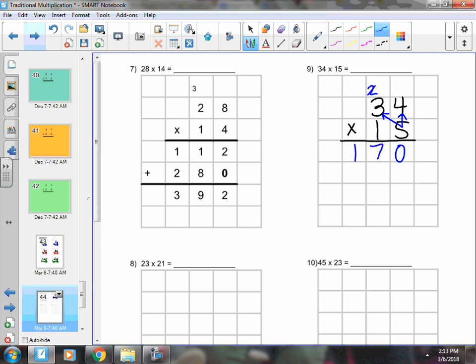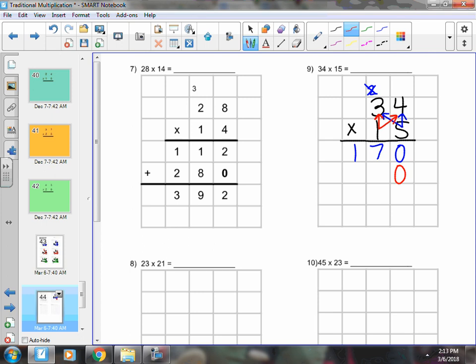Now I've used that 2, so I'm going to cross it off so I don't get confused as I do the next step. Now we're going to multiply the 1 times everything on the top. But remember, it's not really a 1. That 1 is in the tens place, so in order for everything to be lined up as it should, that 1 is really a 10. If we put a 0 here, every time you multiply by a 2-digit number, put that 0 there so everything gets bumped to the correct spot, because it's really a 10 that we're working with.